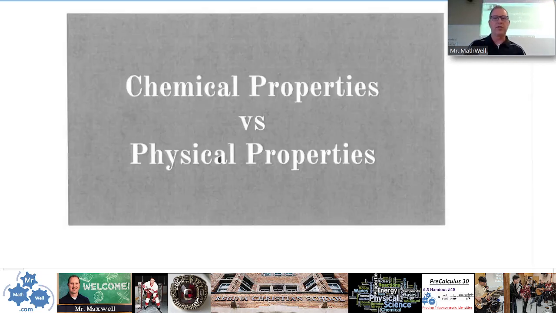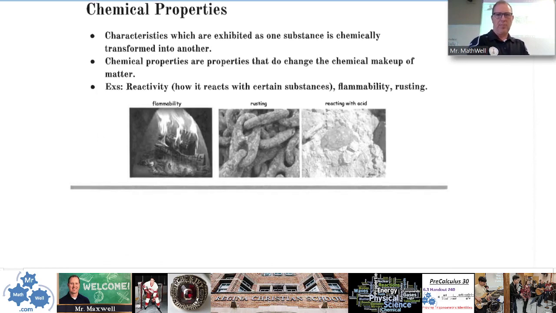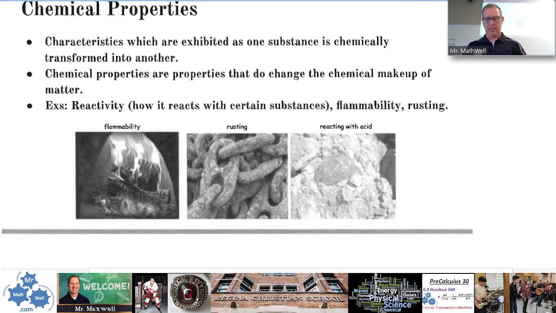All right, so let's move on to chemical properties versus physical properties. We've got different types of observations, like qualitative and quantitative. We also have different types of properties, like chemical properties and physical properties. So let's talk about those. Chemical properties are characteristics which are exhibited, or that you can observe, as one substance is chemically transformed into another. So when we have a chemical reaction, chemical properties will change.